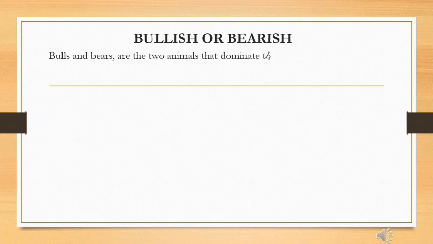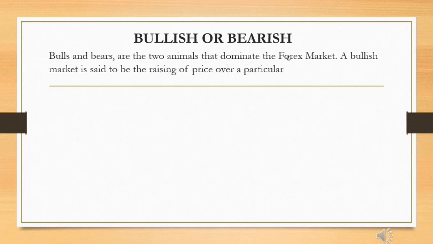Bullish or bearish. The bull and bear are the two animals that dominate the Forex market. A bullish market is said to be the rising of price over a particular currency pair, while the bearish is the falling of price over a particular currency pair, as shown in the diagram below.